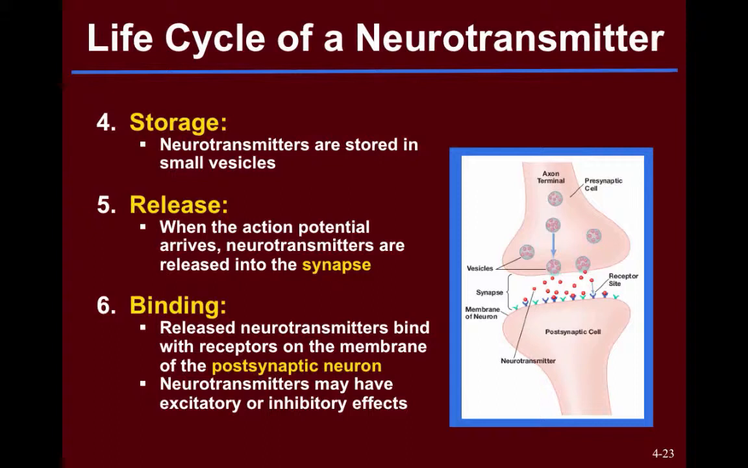And then binding, so the neurotransmitters are now onto the next neuron, attaching to the dendrites, and they can continue to have their effects after that. So we've got storage, release, and binding, where it crosses the synapse between the neurons, or between the neuron and the neuromuscular junction.